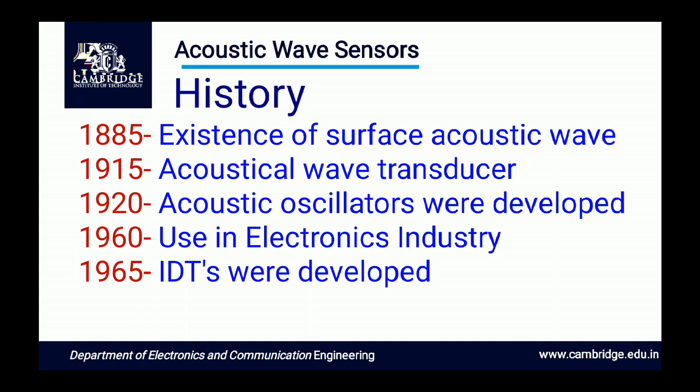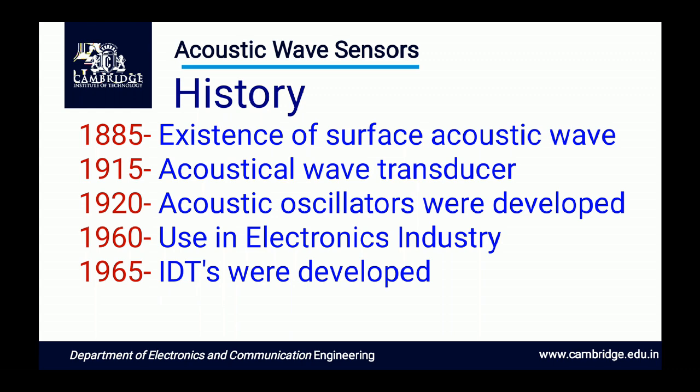Speaking about the history of acoustic wave sensors, in 1885, John William Strutt first proposed the existence of surface acoustic waves. In 1950, the first acoustic wave transducers were designed. In 1920, acoustic oscillators were developed. In 1960, it was suggested that acoustic waves were useful in the electronics industry, and in 1965 interdigitated transducers, IDTs, were developed.